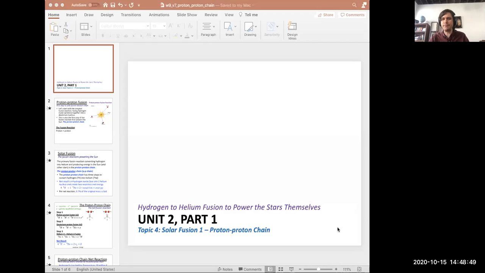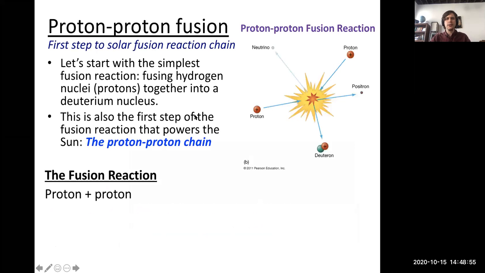It's not going to be as simple as just getting four hydrogen atoms together to form one helium atom. All right, so let's start with the very first step. Let's start with an example of the simplest of all the fusion reactions. Let's get two protons together, continuing the example from the previous video, to fuse together to form a deuterium nucleus, a deuteron.